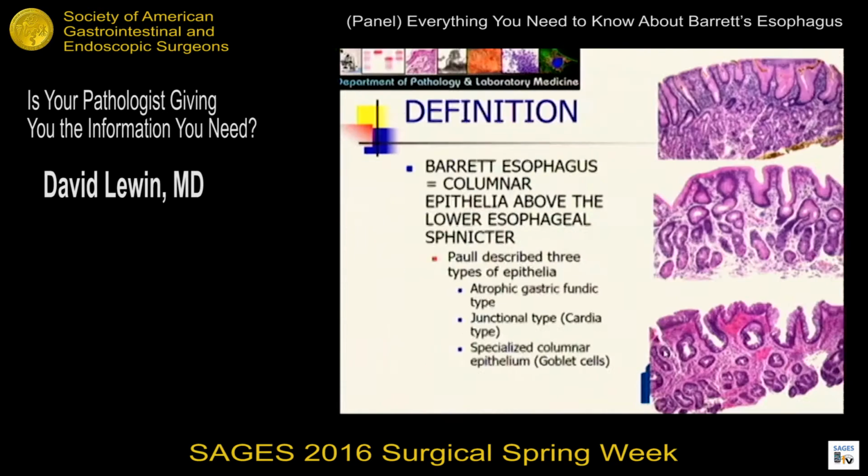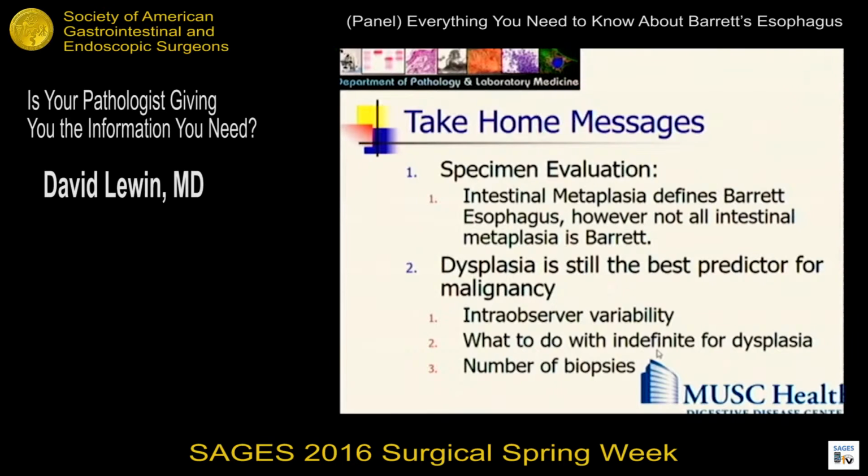So I have no disclosures. So here's my take-home for this. I'm an American pathologist, so intestinal metaplasia for me defines Barrett's. Now, you've just heard what's happening in Europe, and I'll talk a little bit about that. Intestinal metaplasia defines Barrett, but not all intestinal metaplasia is Barrett, at least in terms of our definition. And you just heard about intestinal metaplasia of the cardia, which as of right now is not Barrett, although we may at some point try to bring it in.